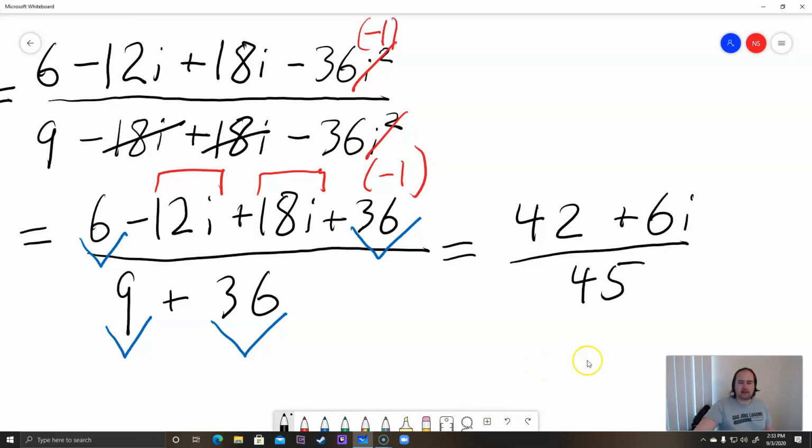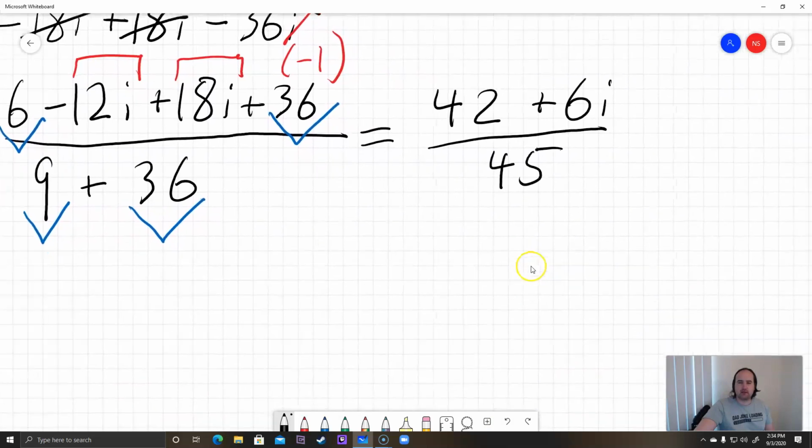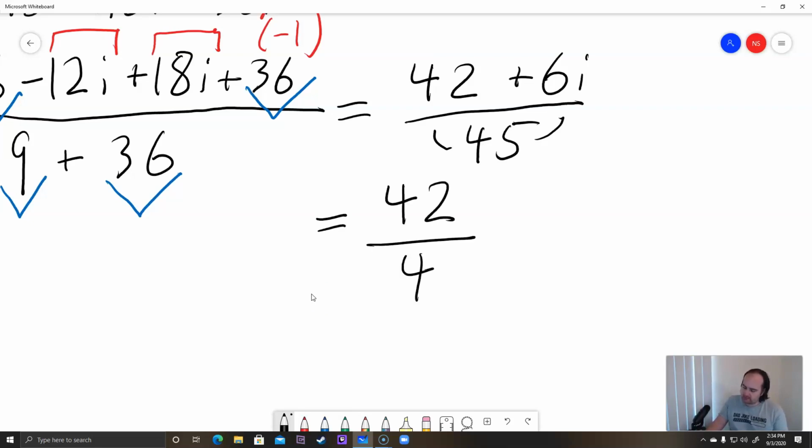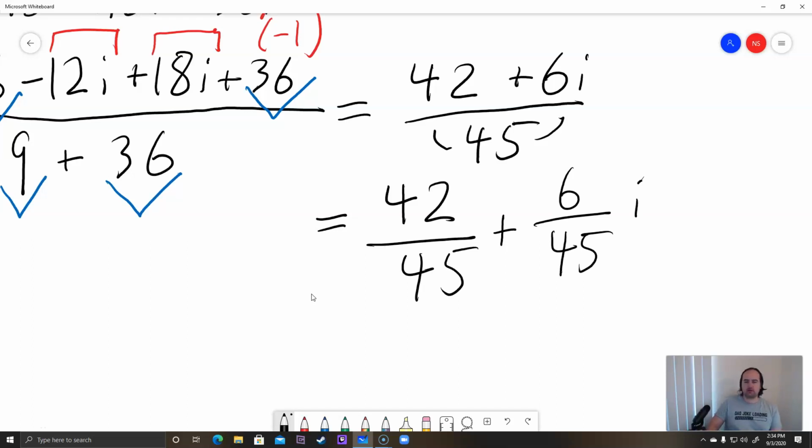Just like the last problem, they want you to simplify this a little bit. You're going to distribute the 45 to each term, which means you split it up into 2 fractions. So we have 42 over 45 plus 6 over 45 times i. Then you can simplify these fractions a little bit.